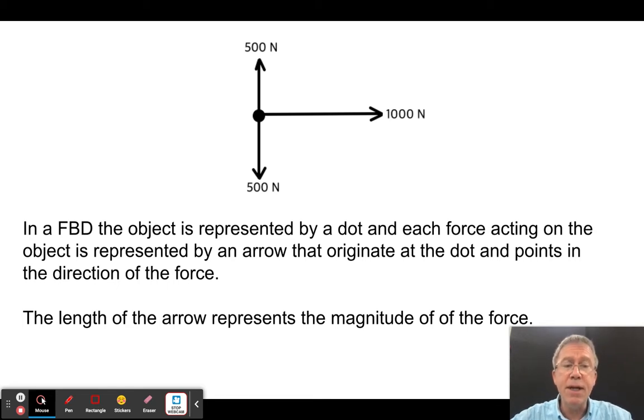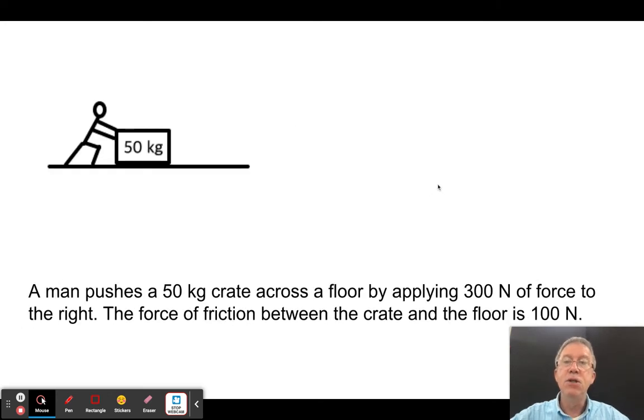The other thing that's worth noting is you never have an arrow coming to it. So if we said a person is pushing an object like a car to the right with 1,000 newtons of force, I would draw it this way. I would not draw it this way, with an arrow pointing towards the thing that's being moved. You always have the arrows originating with the object and pointing away from it, in whichever direction the force is acting. So here's this man.